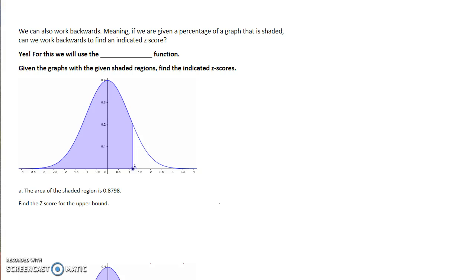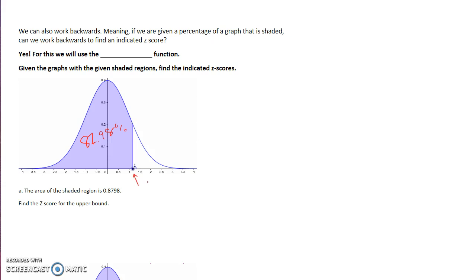Now, can we work backwards? Meaning, if we're given a percentage of a graph that is shaded, can we work backwards to find an indicated z-score? So what we're looking at here is if I have a value, something like they tell me that this is 0.8798, that would mean that 87.98% of this is shaded.